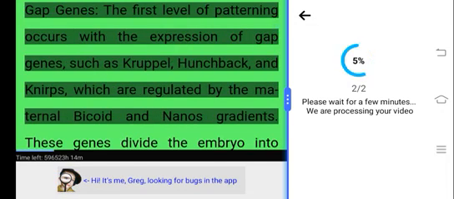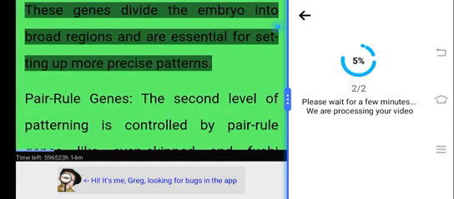Gap genes. The first level of patterning occurs with the expression of gap genes, such as Kruppel, Hunchback, and Knirps, which are regulated by the maternal bicoid and nanos gradients. These genes divide the embryo into broad regions and are essential for setting up more precise patterns.